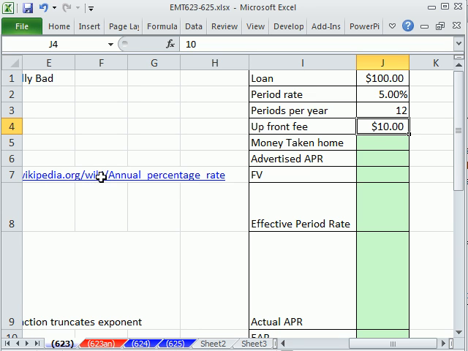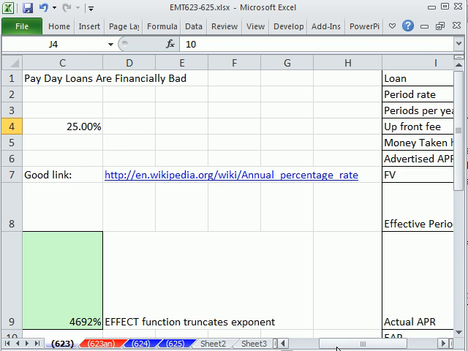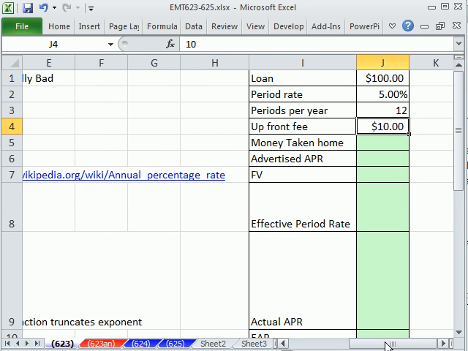And by the way, this link here is pretty good, and it has a bunch of different examples and talks about, yeah, there could be lots of fees. This is just one small example of a fee. All right, so the first thing we have to calculate is the money taken home, because right, we borrow $100, but they, of course, immediately take $10 from us.